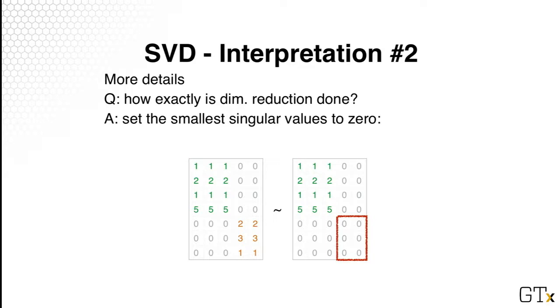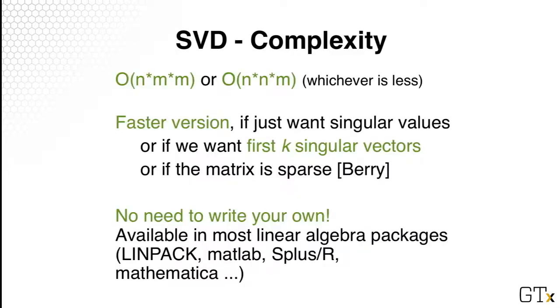So by setting the concept to 0 that we don't really care about, essentially removing information in our original matrix that is not as important, we are essentially compressing our data, throwing away things that we may not care about so much. So the time complexity to compute SVD exactly is big O n m squared or big O n squared m, whichever is smaller.